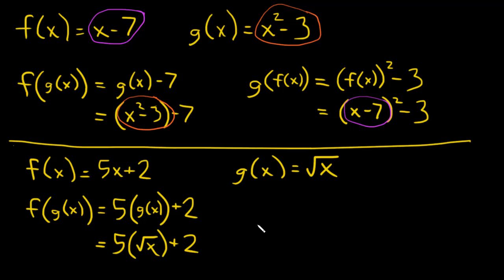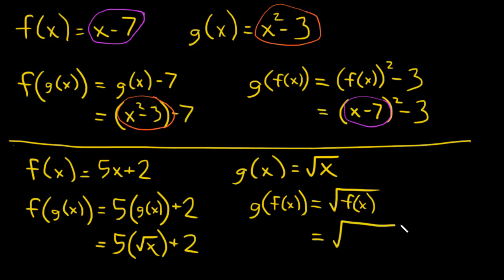Okay? Now, let's try over here g of f of x. Well, g of x was root x. g of f of x is going to be root f of x. Well, what is f of x? f of x is 5x plus 2. So this is going to be root 5x plus 2.